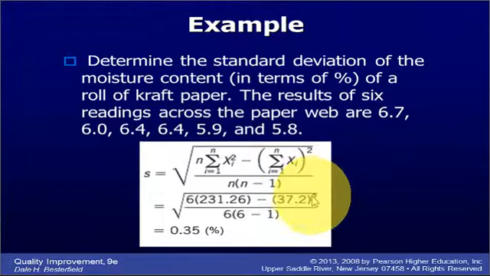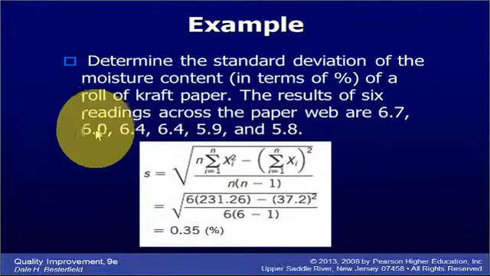Okay. And for the denominator, we use n times n minus 1, which is 6 times 6 minus 1, right? And then you take the square root. So the final result is 0.35, which is also in the unit of percentage. So the standard deviation is 0.35 percent for our set of data.